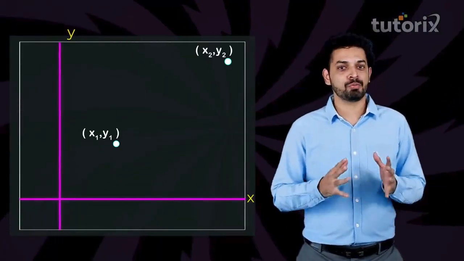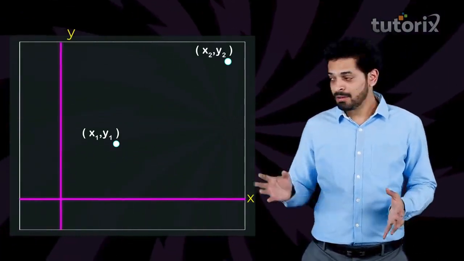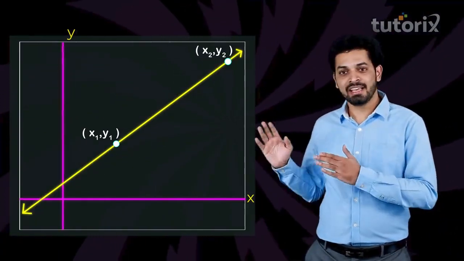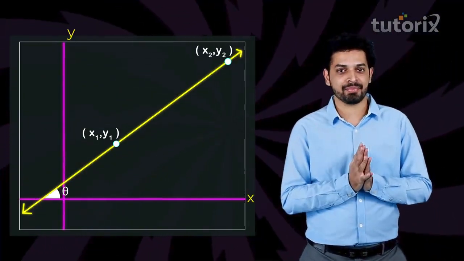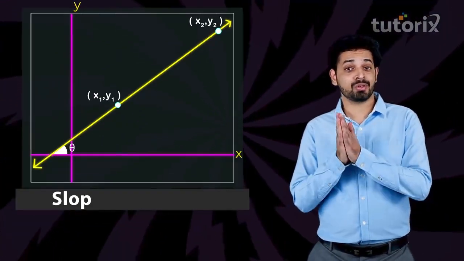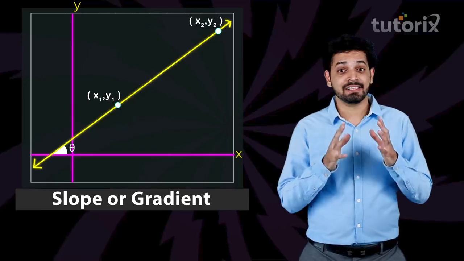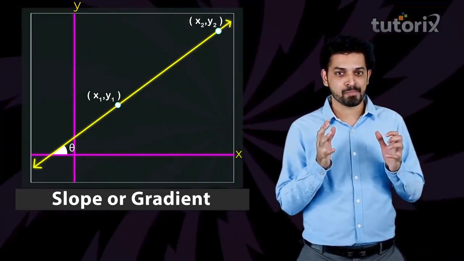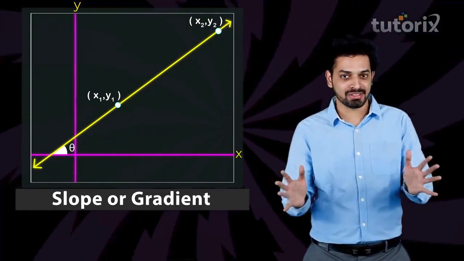So then what exactly is the slope of a line? Now suppose you have 2 points whose coordinates are known. By joining these 2 points and extending them, we get a straight line. Now say the inclination of the straight line is theta. Now the slope of a line, also called the gradient of a line, is defined using the coordinates of any 2 points in the coordinate plane. The best way to view this is as follows.